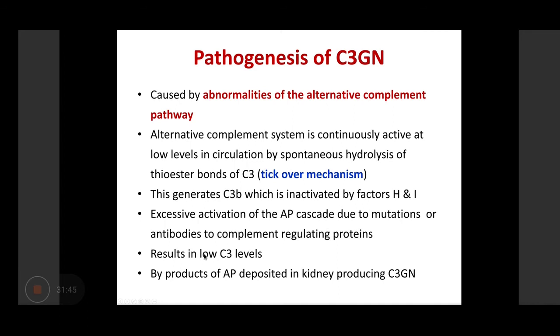Then, in the cases of C3 glomerulonephritis, there is excessive activation of the alternate pathway cascade because of some genetic mutations or because of development of autoantibodies to the complement regulatory proteins. So this ensures that the C3 alternate complement pathway cascade keeps on going forwards and forwards, and does not stop. All the C3 is consumed, resulting in low levels of C3. And lots of byproducts are formed which get deposited in the kidney, producing C3 glomerulonephritis.